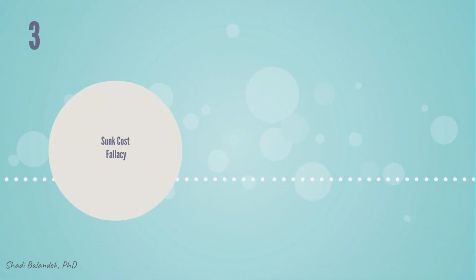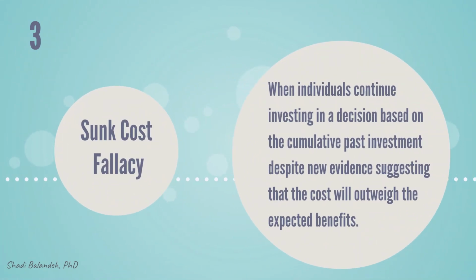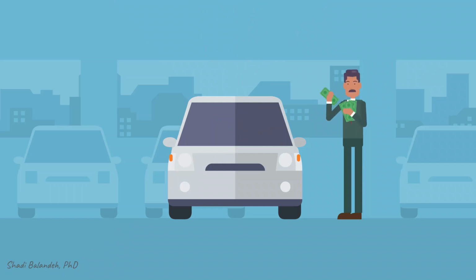The sunk cost fallacy occurs when individuals continue investing in a project or decision based on the cumulative past investment like time, money, or other resources despite new evidence suggesting that the cost, moving forward, outweighs the expected benefits. For example, when a person keeps investing money into repairing an old car because they've already spent a lot on it, rather than buying a new one which might be more economical in the long run.